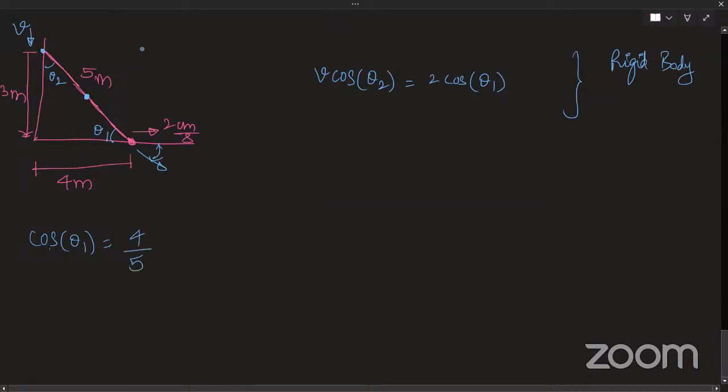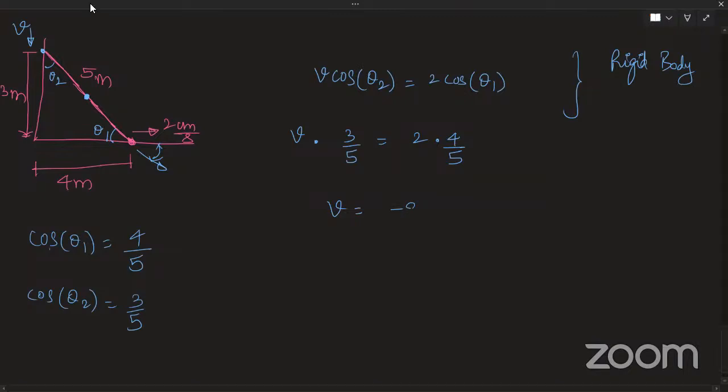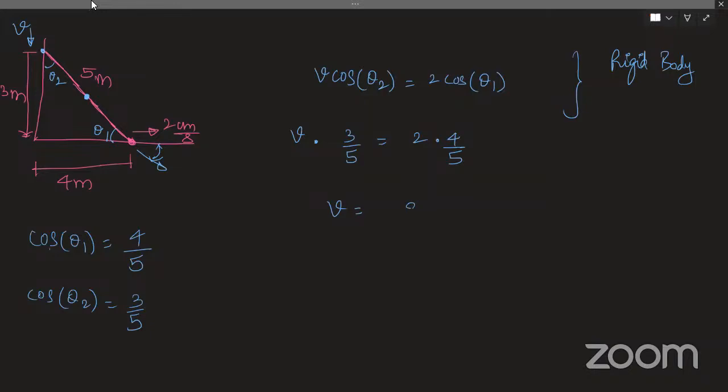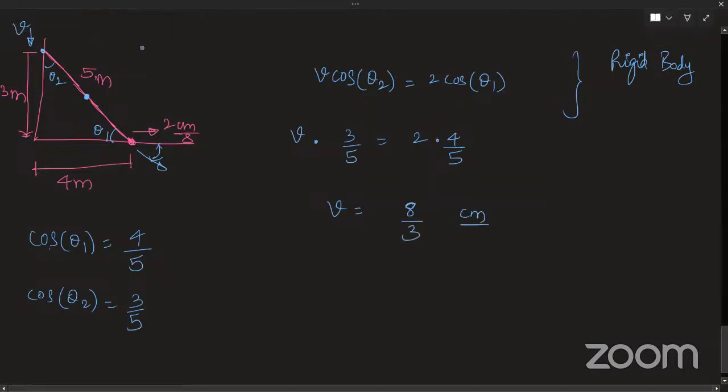Cos of theta 1 is 4 by 5, right? 4 by 5, sir. And cos of theta 2 is how much? 3 by 5, sir. Okay, great. So v into cos of theta 2, 3 by 5, is equal to 2 times 4 by 5. So v is 8 by 3, right? Over here, your answer will come in positive, and I'll tell you why. Your answer is coming positive because we did not specify the direction. Okay, so that is why your answer is coming out positive.